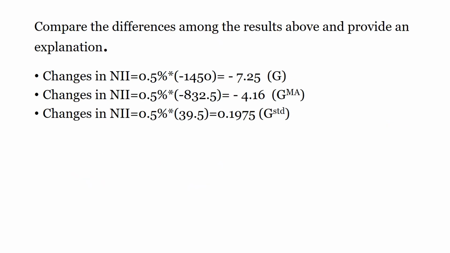Okay, question 4, compare the differences. So I've written here the 3 changes in net interest income that we have found, and the first thing you notice immediately is that you have an increase from minus 7.25, so let's assume it's dollars to make it simpler, to $0.1975. Okay, so you have an increase from a loss to a gain. Fine. The other thing you notice is that you have an increase in precision.